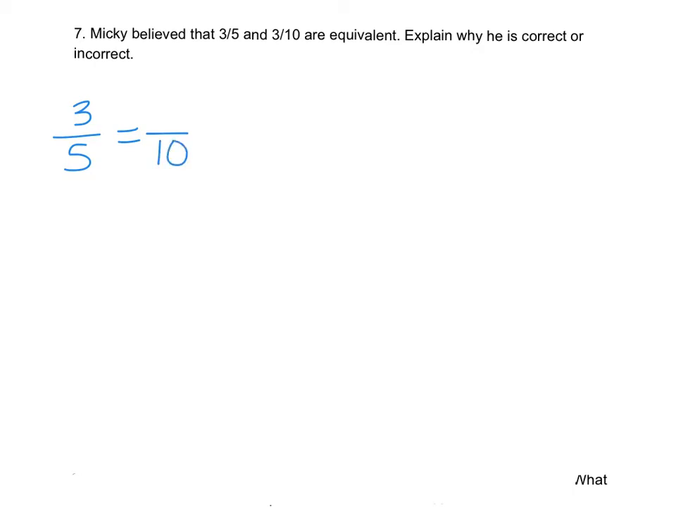Well, how do I get from 5 to 10? I have to multiply by 2. And what I've learned is what I do in the denominator, I must do in the numerator. So 3 times 2. Uh-oh, that's 6. So is 3/5 equivalent to 3/10? The answer is no. He's not correct.